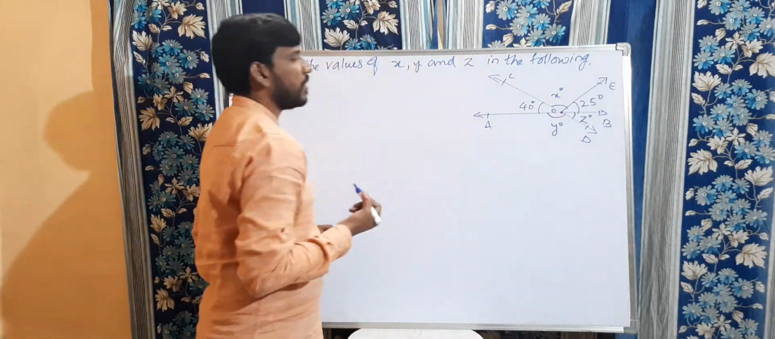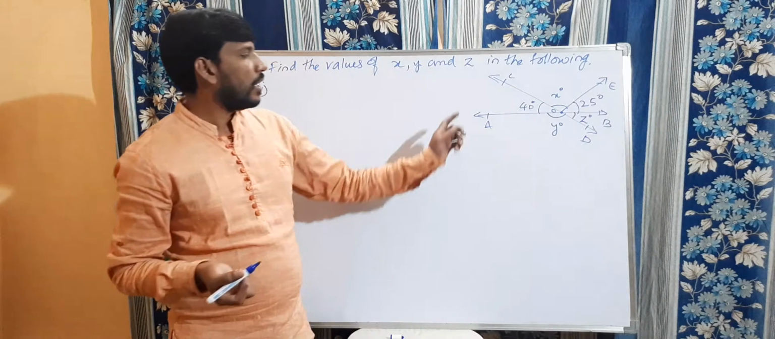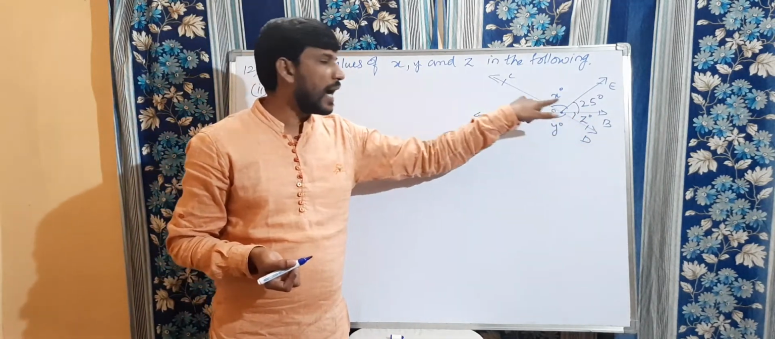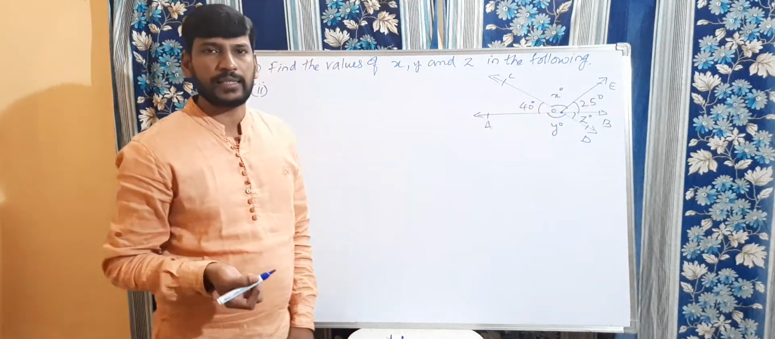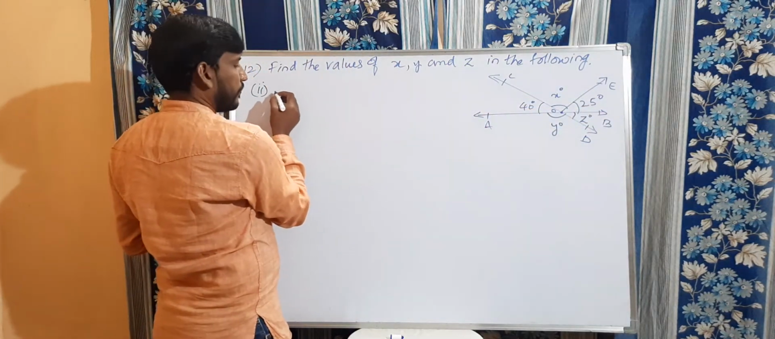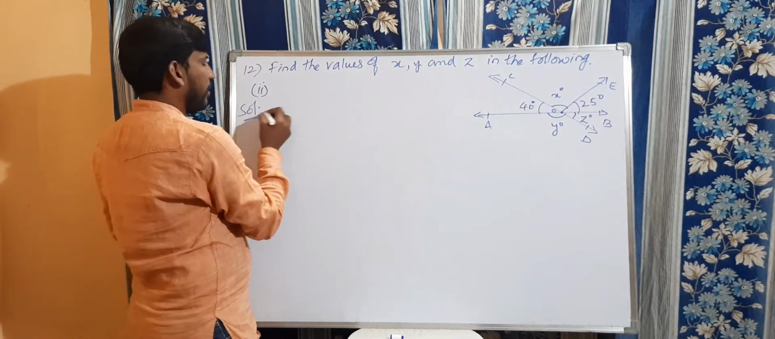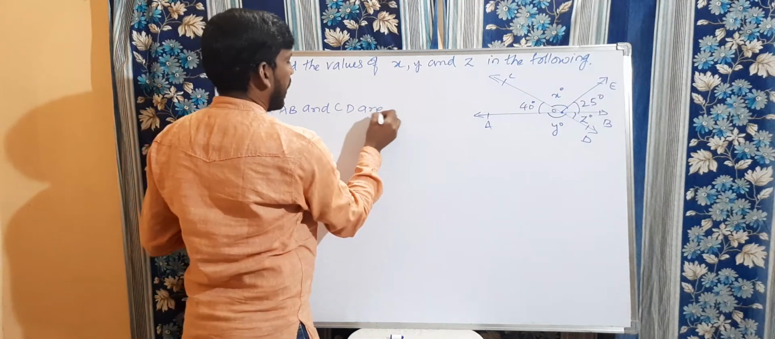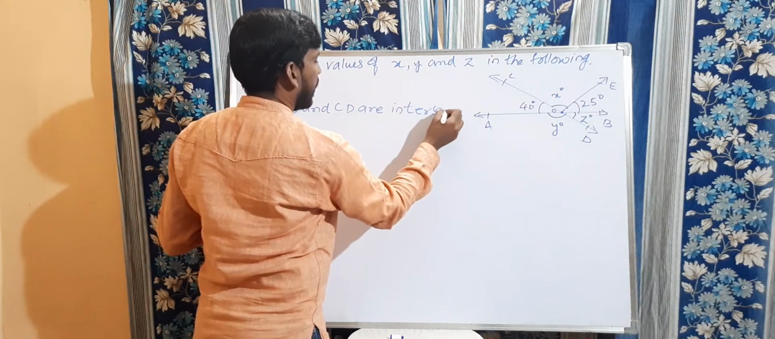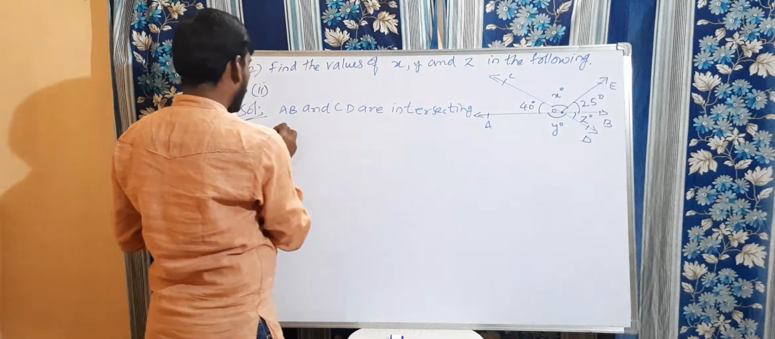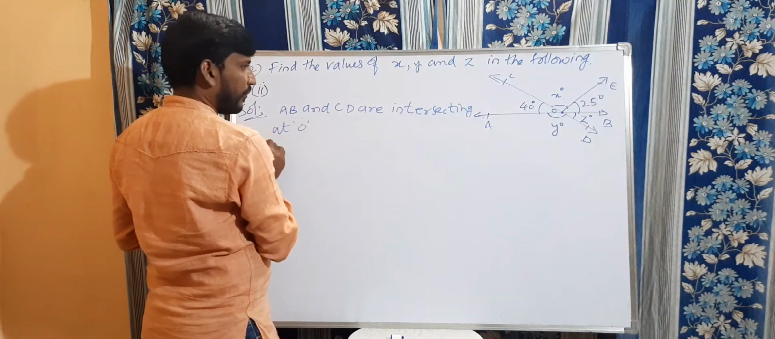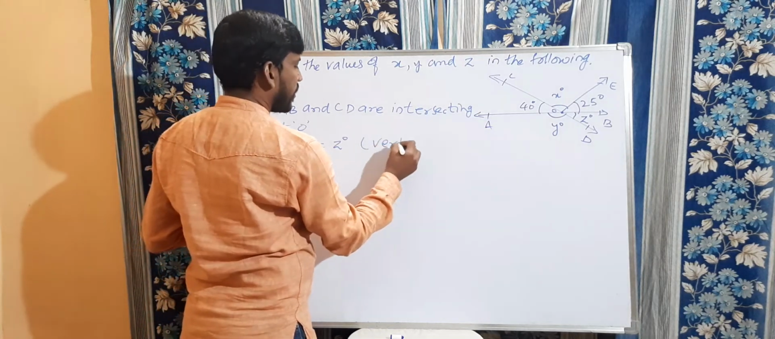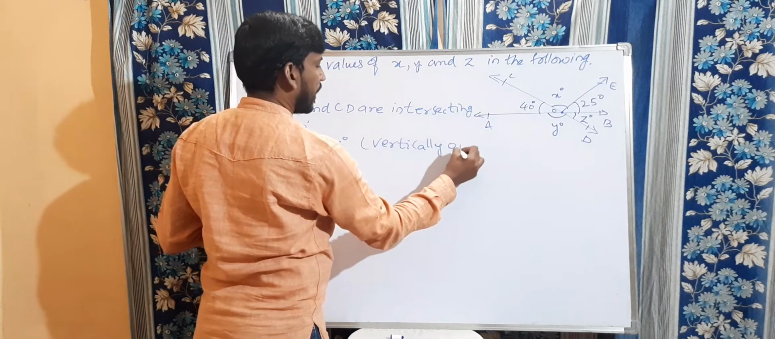Now observe, first of all, AB and CD are intersecting at one point, then 40 and Z both are vertically opposite angles. Clear? Now first one is the solution. Here AB and CD are intersecting at O. Therefore here 40 degrees is equal to Z degree, that is vertically opposite angles.